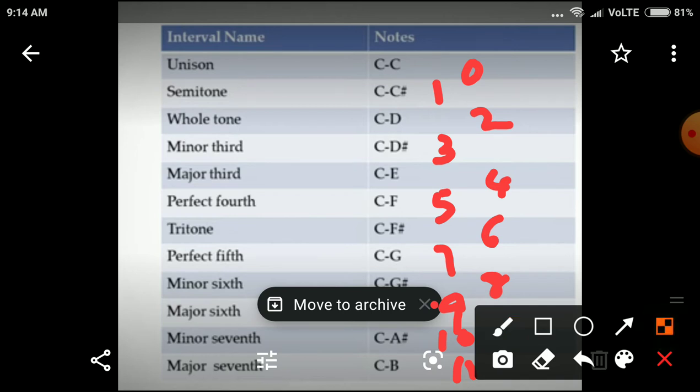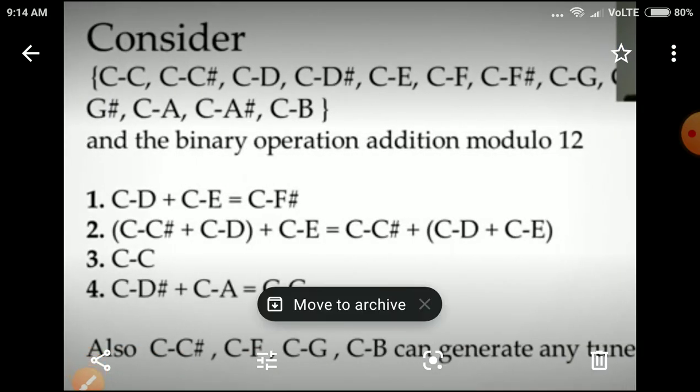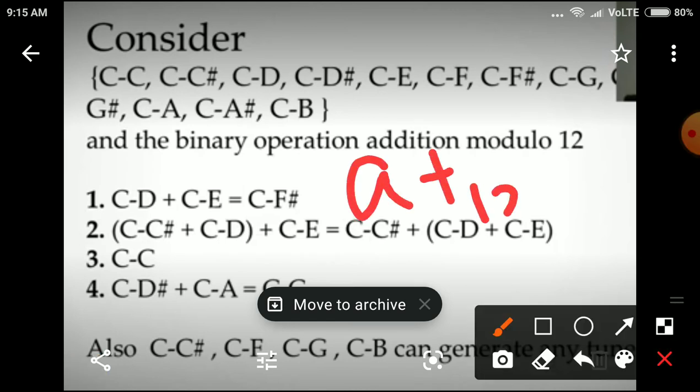Now we can verify all the axioms of a group. The 12 intervals are the elements, the members of the group G. And we define a binary operation, addition modulo 12, that is a plus-12 b. What is a plus-12 b? It is nothing but t, where t is the remainder obtained by dividing a plus b by 12. Am I right?